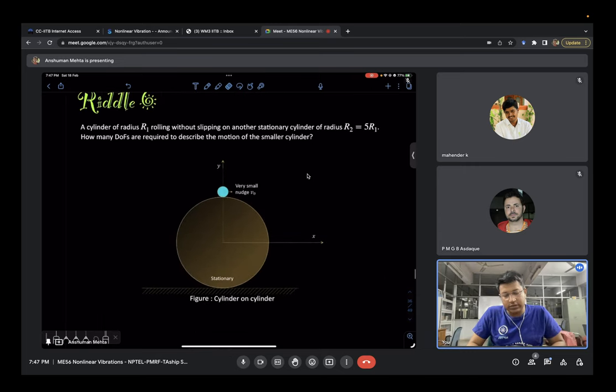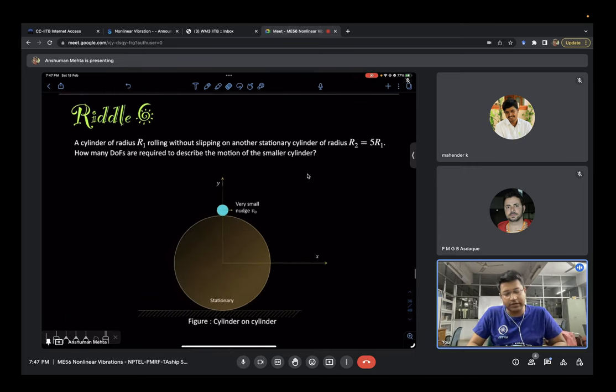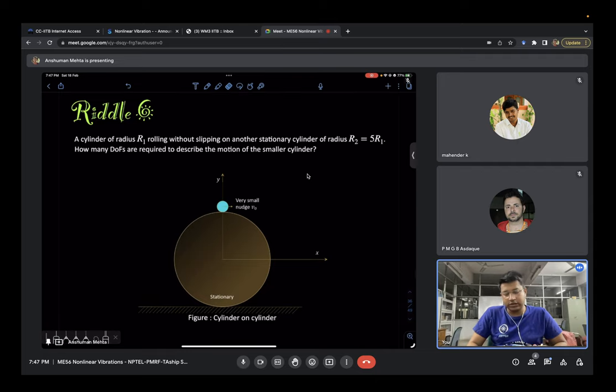Now this is a similar question to what we have solved previously, so I already gave you the answer. A cylinder of radius r1 is rolling without slipping on another stationary cylinder which has 5 times its radius. How many degrees of freedom are required to describe the motion of the smaller cylinder?